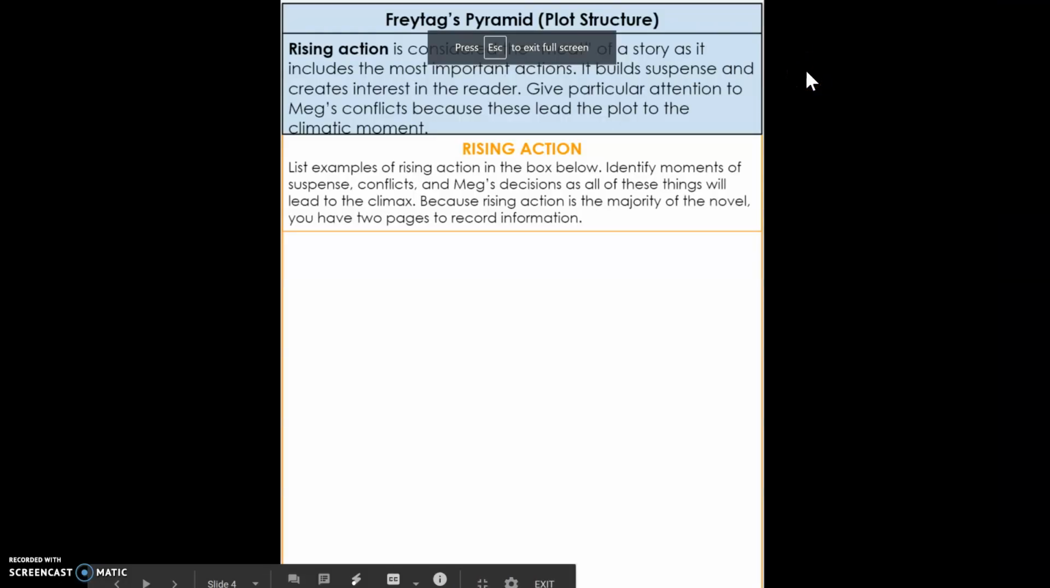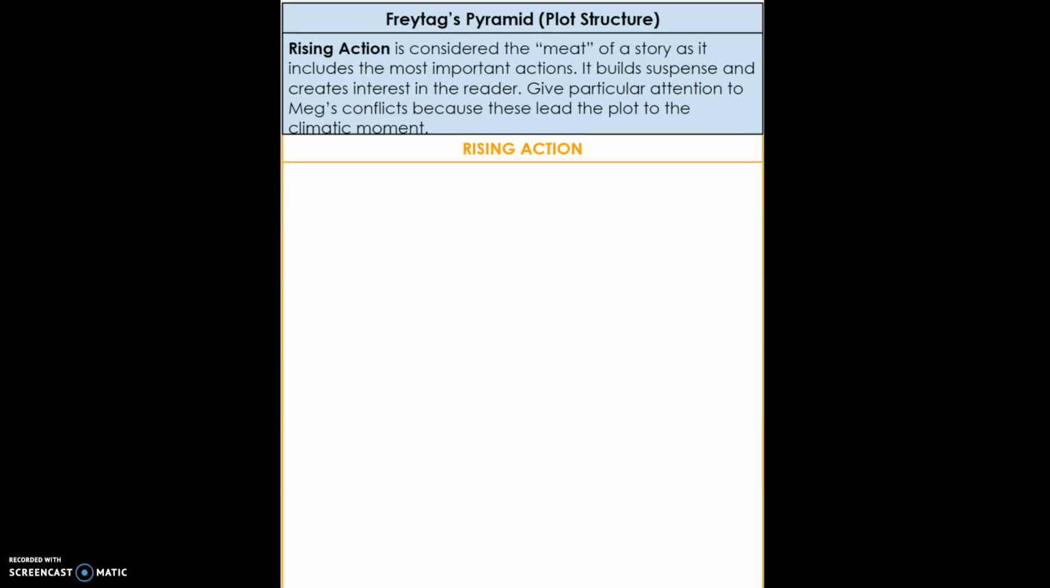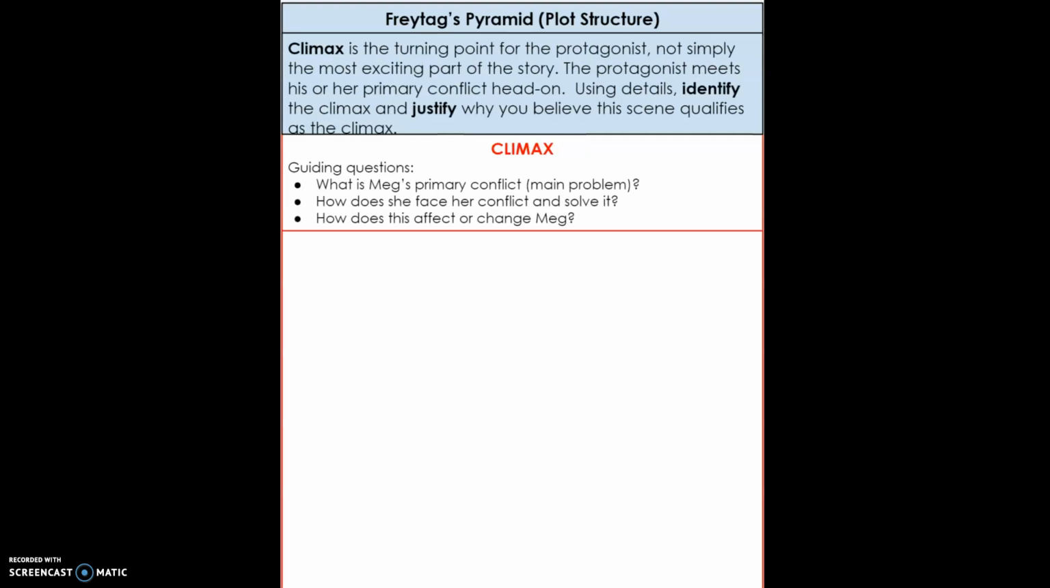Identify moments of suspense. Give me examples of conflicts in the story, and also list some of Meg's decisions. All of these things are going to work together to lead to the climax. And because rising action is the majority of the novel, you have 2 pages to record information. This page and the next.